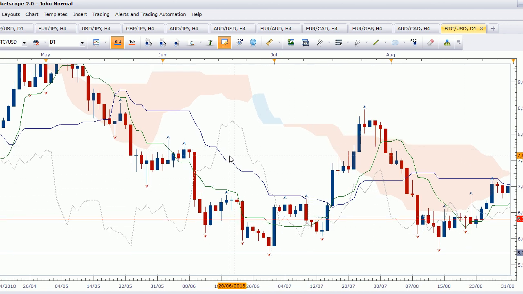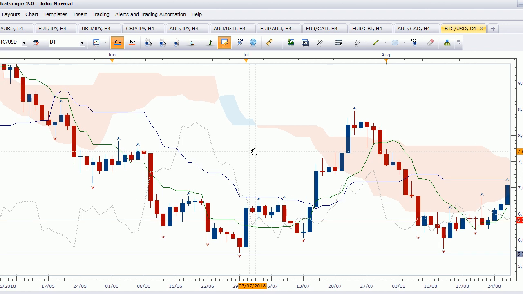I usually trade the 4-hour chart. I'm just showing this daily. Daily's a bit more reliable when it comes to breaks and bounces and honouring levels and things like that. So that's why I've got this daily on.